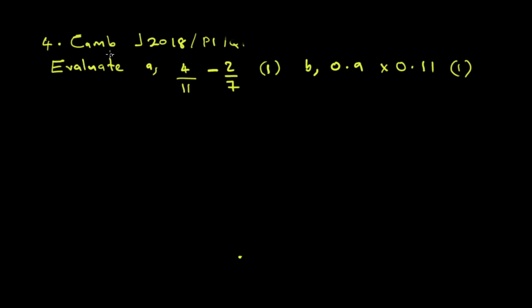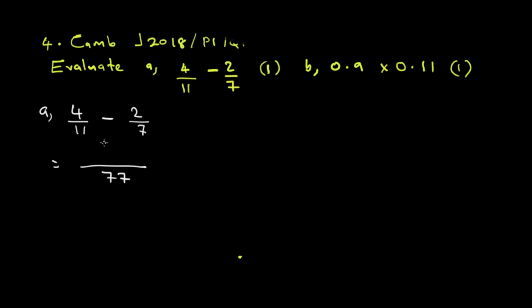Number 4 is Cambridge June 2018 paper 1. Evaluate A: 4 over 11 minus 2 over 7, then B: 0,9 times 0,11. So for A we have 4 over 11 minus 2 over 7. Here there is no other number that both 11 and 7 divide into without a remainder except 77.